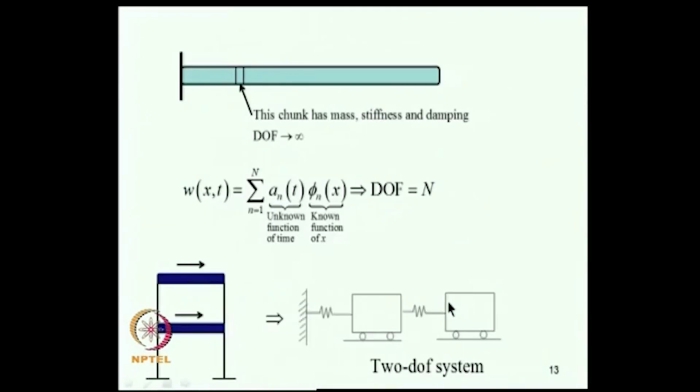So, these two masses correspond to the mass of these two floors, and this spring is the contribution to stiffness from these columns, and this spring is the contribution to stiffness from these columns. The displacement of this mass and the displacement of this mass correspond to the displacement of this floor and the displacement of this floor. So, this is a 2 degree of freedom system.